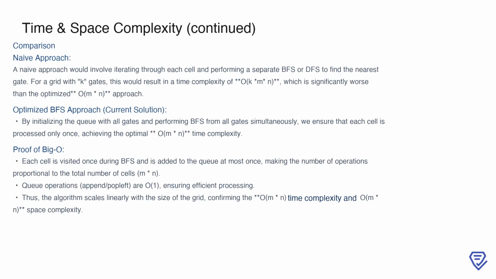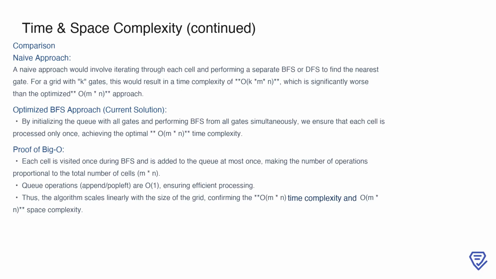To put things into perspective, let's compare the optimized approach to a naive one. A naive solution would involve iterating through each cell and performing a separate BFS or DFS to find the nearest gate. If there are k gates in the grid, this approach would result in a time complexity of O(k*m*n), which becomes significantly inefficient as the number of gates increases.